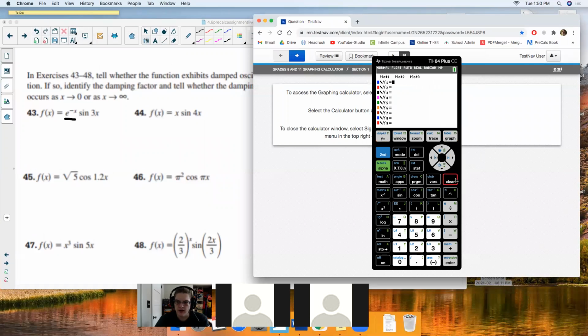For a nice visual, we'll go ahead and graph e to the negative x. Don't forget to use a negative sign and not a minus sign. And then sine of 3x. Okay, so it's kind of doing this giant thing, and then it comes down here, and that's because e to the x is right here and kind of squashes it.